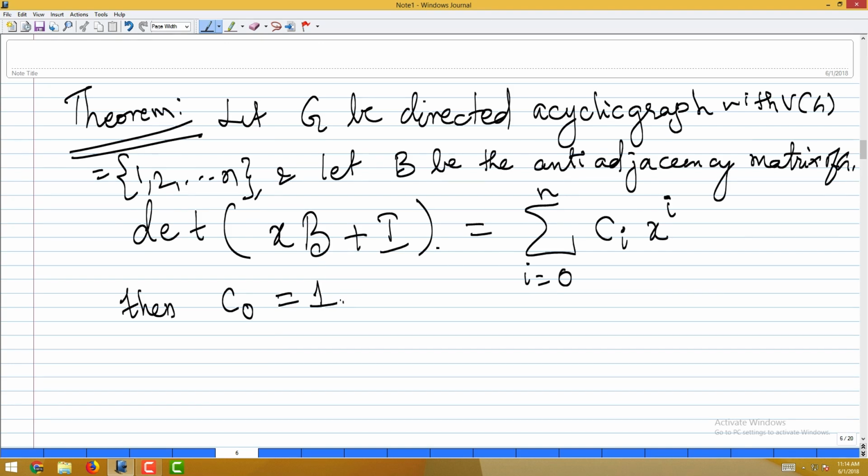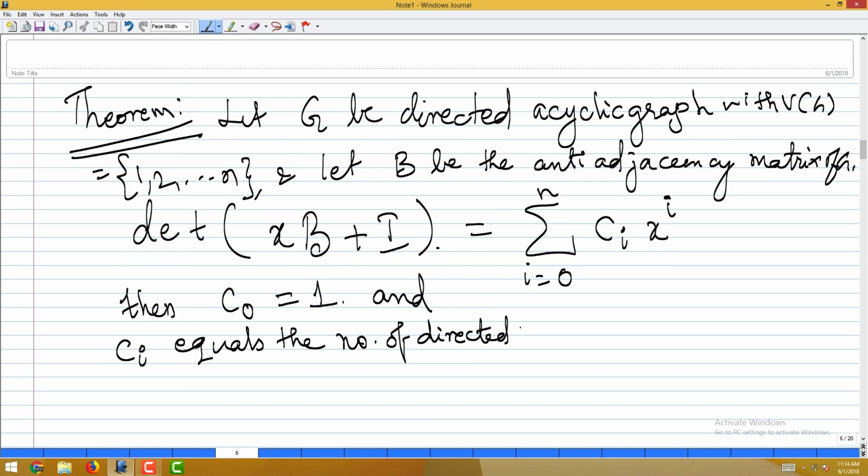1, and you look at the coefficient C_i, it gives you the value that I was telling you. C_i equals the number of directed paths of i vertices, any i subset we could look at in G.